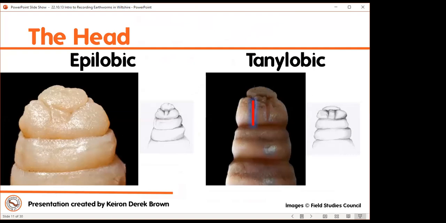So moving down that earthworm and looking at the ID features, you've got the head, and that can be one of 2 types. So it can be epilobic or tanylobic. And what we're looking at here are these grooves here, and that tells us if it goes all the way down, like it does there, it's tanylobic. If it goes part way down, it's epilobic. And when we teach ID courses, this is something that we teach down the microscope.